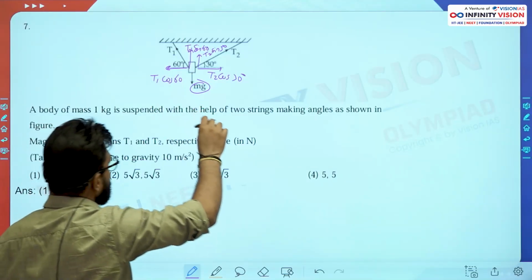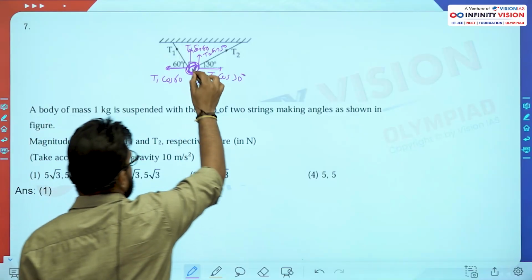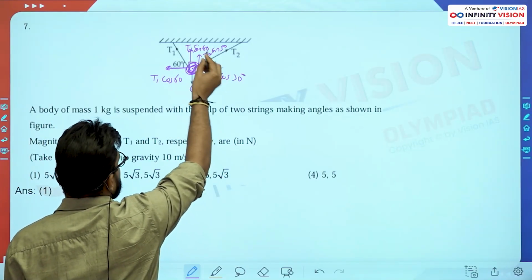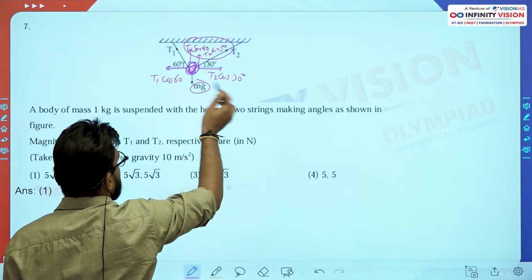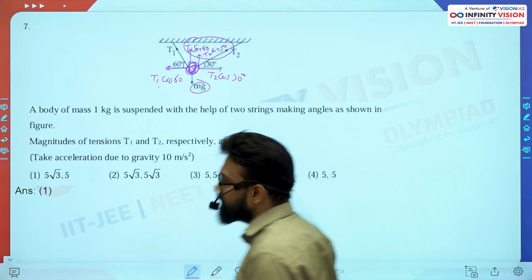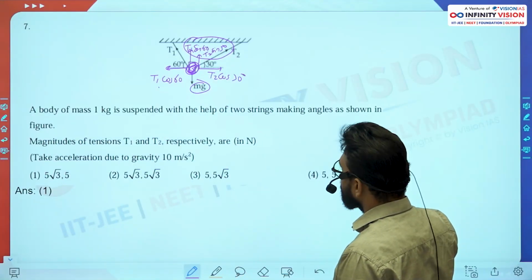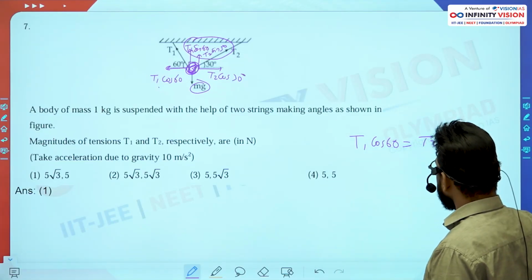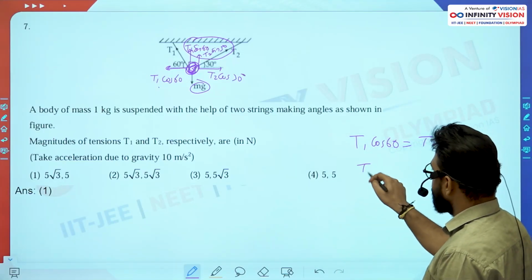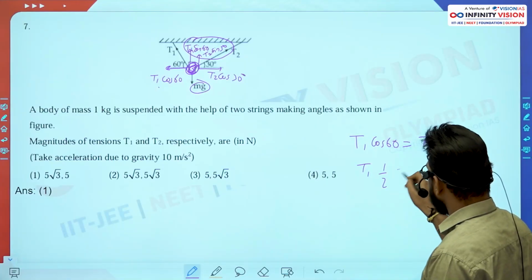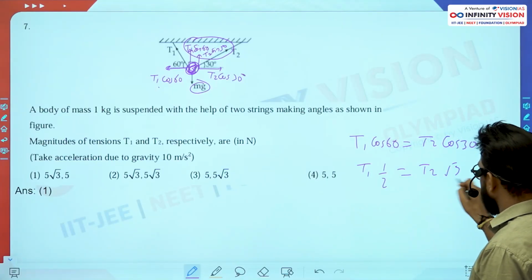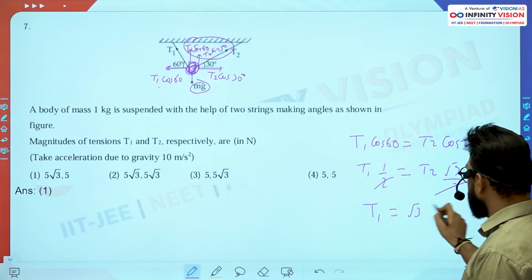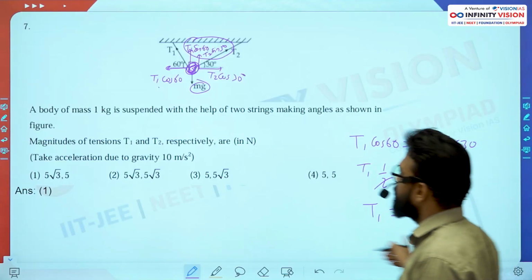Since this block is in equilibrium, if we resolve these two vectors, these two will balance its weight and these two will cancel out each other. So that means T1 cos 60 equals T2 cos 30. The 2 will cancel out. T1 is root 3 times T2. So this is the relation that we are getting.